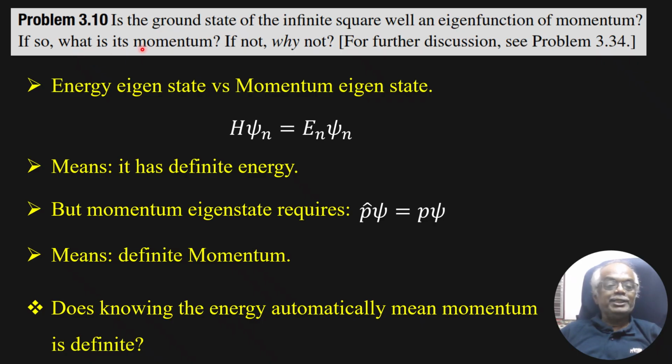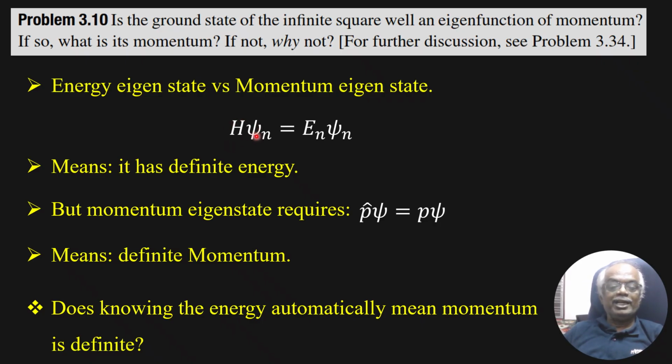The problem is: is the ground state of the infinite square well an eigenfunction of momentum? If so, what is its momentum? If not, why not? So now we will move to the problem. The energy eigenstate versus momentum eigenstate. First, you take the energy eigenstate.